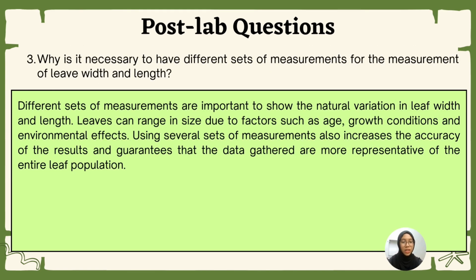Finally, on the last question of practical 1, we address why it is necessary to have different sets of measurements. We don't just take one set because leaves vary naturally due to age and growth conditions. By using multiple sets, we increase our accuracy and make sure our final data is a fair representation of the entire population, not just a few specific leaves.